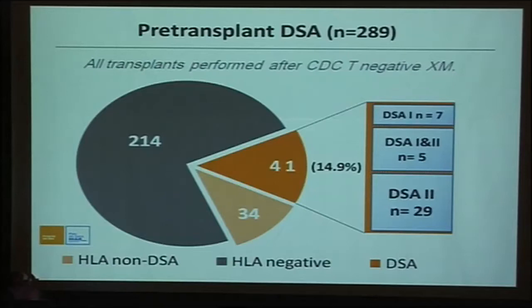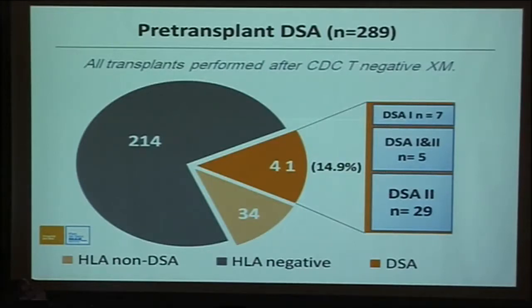What about our own experience in Hospital del Mar? In 300 patients with pre-transplant analysis of DSA, which was retrospective again, 15% of them were transplanted with a CDC T-cell negative cross-match, as we usually did in the past. 14.9% had pre-transplant donor-specific antibodies. As you can see, most of them were DSA class 2, and they could be 20,000 MFI.